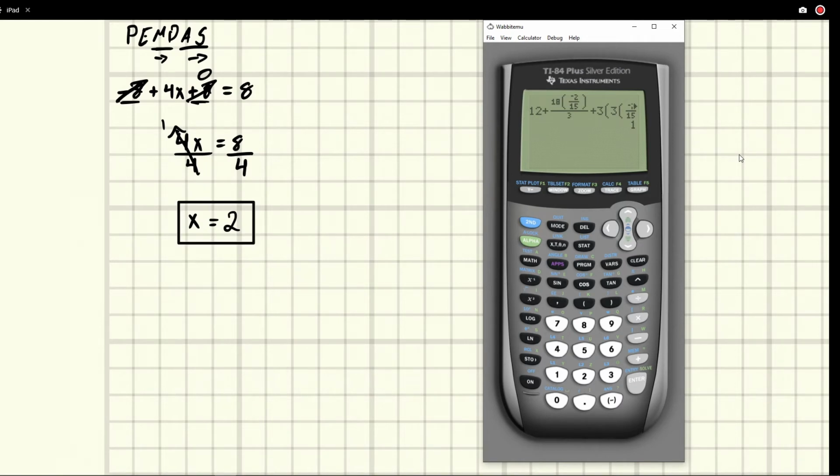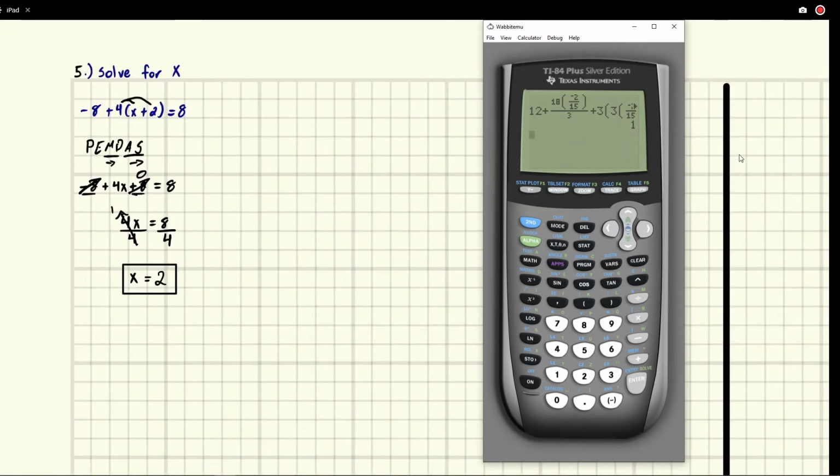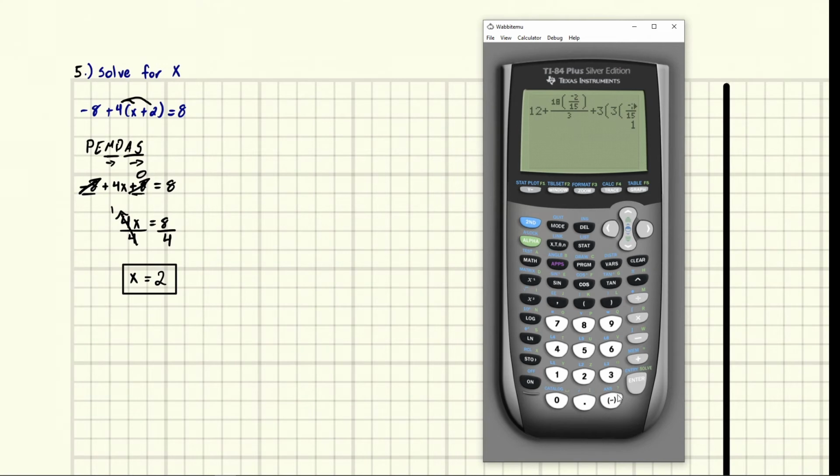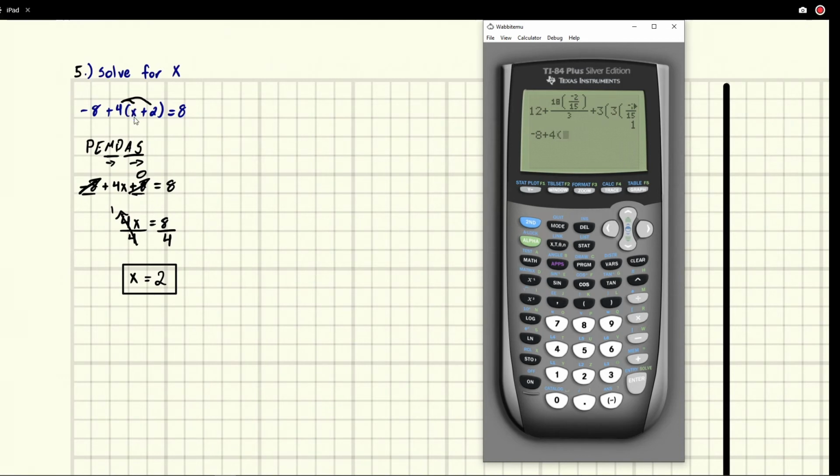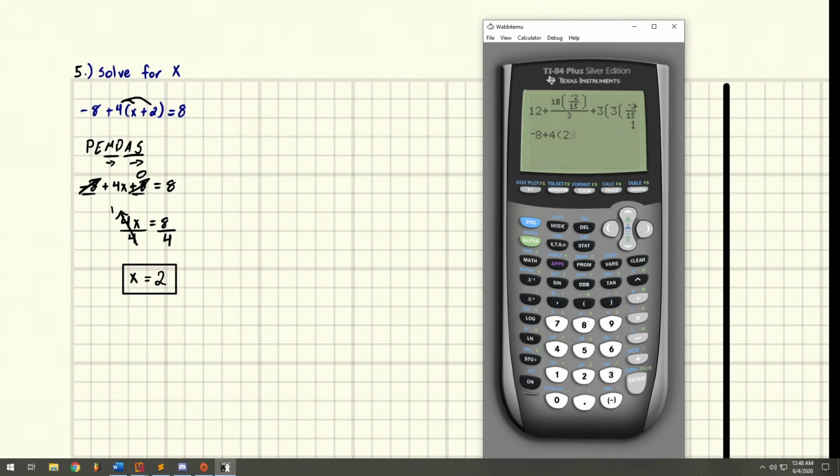Now we could check it. We could check it by plugging it in up here, and if this comes out to be true, then we know we did it right. So I'm going to use the calculator for this. We're just going to type minus 8 plus 4, and we put a parentheses for the parentheses here. Now this x, when we plug in 2, you actually don't need parentheses. You could just put 2.